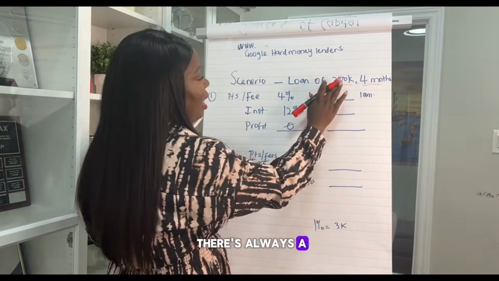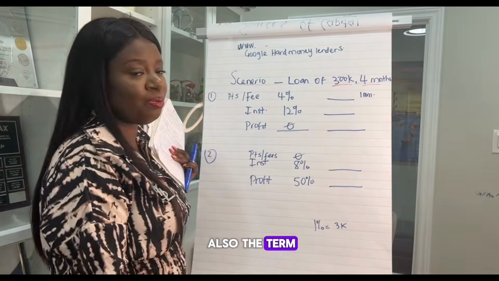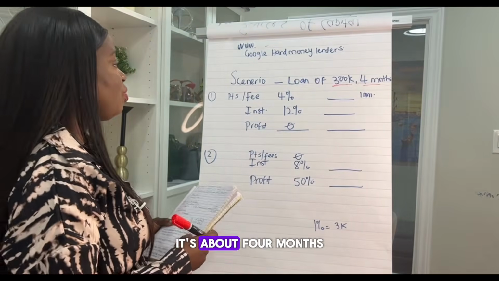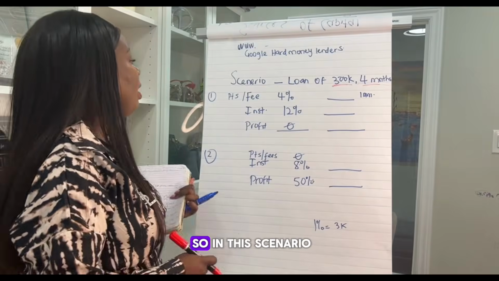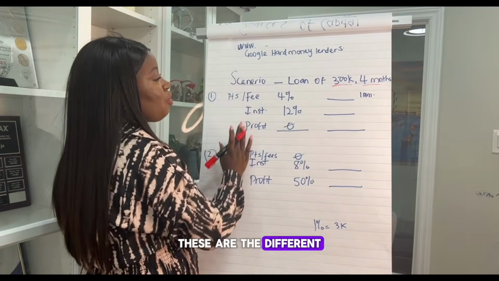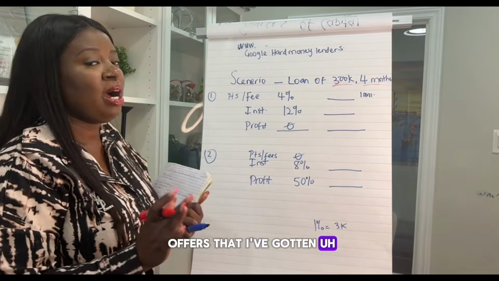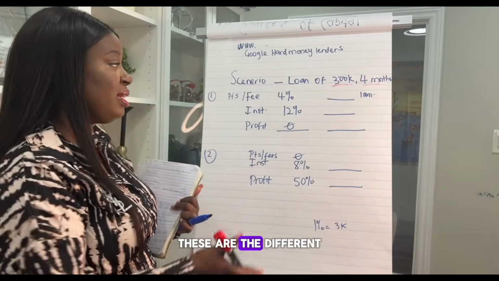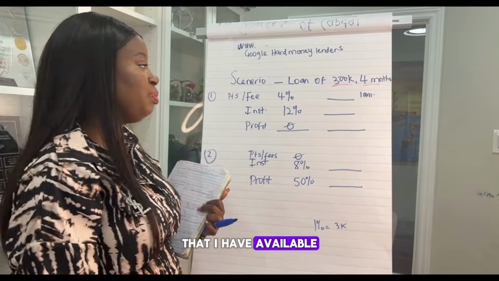So there's always an amount, and there's also the term. In this case, it's about 4 months. In this scenario, I have scenario 1 and 2. These are the different structures, the different offers that I've gotten for my deal, to fund my deal. These are the different sources of capital that I have available to me.